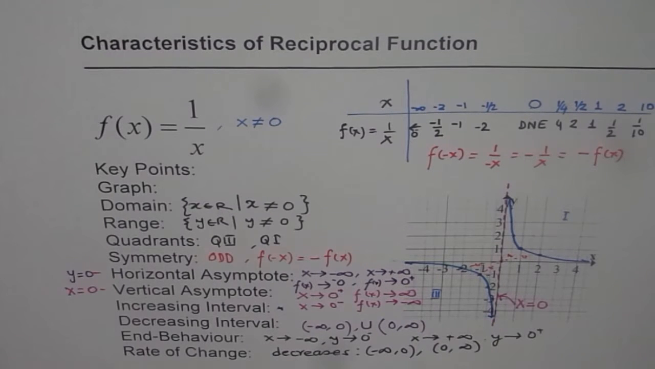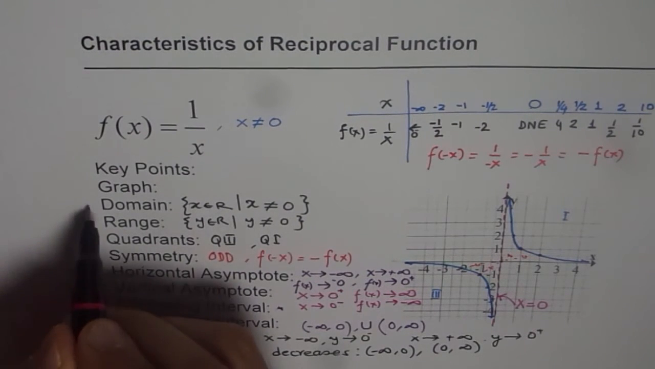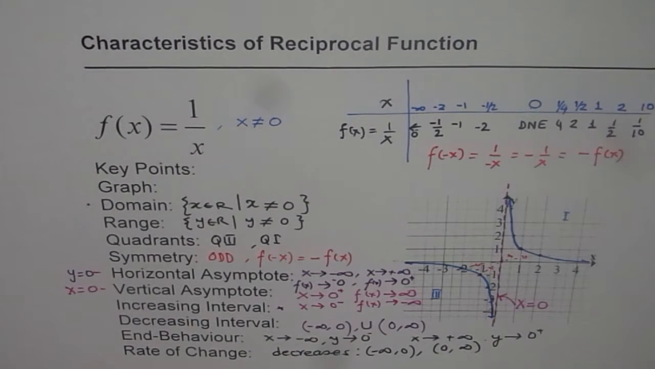Now from here, you can write down your typical characteristics, which make it easier for us to identify whether it is a reciprocal function or not. What are those? As you can see, it has a restricted domain, x not equal to 0. That's one of the important characteristics. Then it has vertical and horizontal asymptotes, right? And the rate of change is always decreasing. So these are a few characteristic points which you can use when you compare other functions.